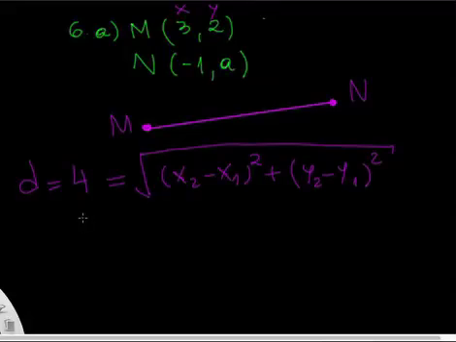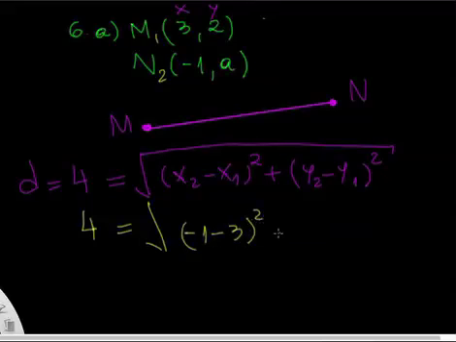So the 4 points 4 units apart, so that means 4 is equal to, what is my x2? We're going to decide, okay, 1, 2, that's -1. -1 minus 3, all that squared, plus y2, that's a, that's the unknown term, so that's the one that we need to find, minus y1, that is 2.